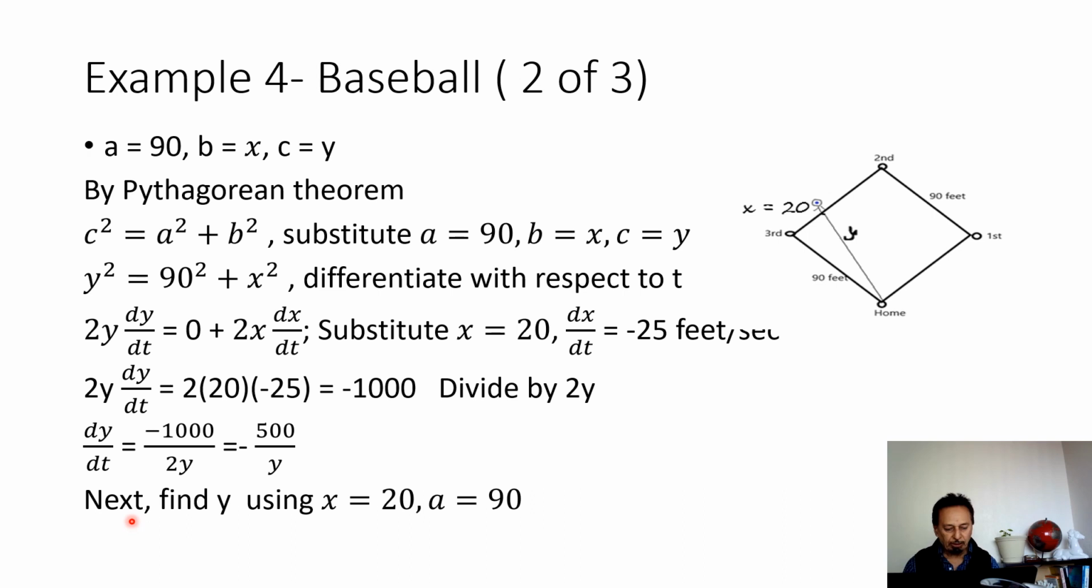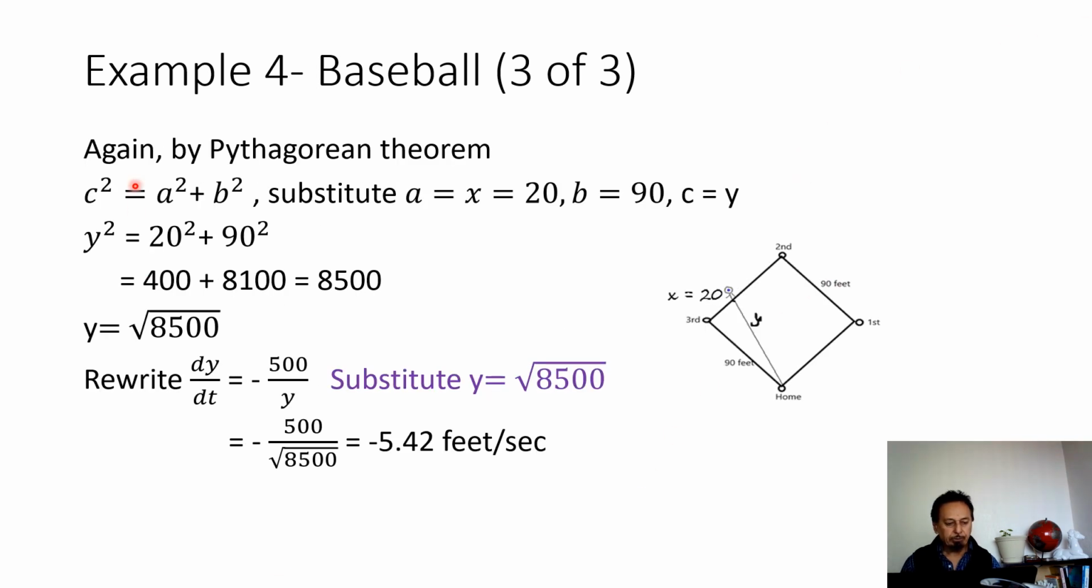Now we need to find y using x is 20 and a is 90. So to find y, we again apply the Pythagorean theorem, c squared equals a squared plus b squared. And now we have a is x, which is 20, b is 90, and c is y. So this equation becomes y squared equals 20 squared plus 90 squared. Now 20 squared is 400, 90 squared is 8100, total is 8500. Now take the square root and y equals square root of 8500.